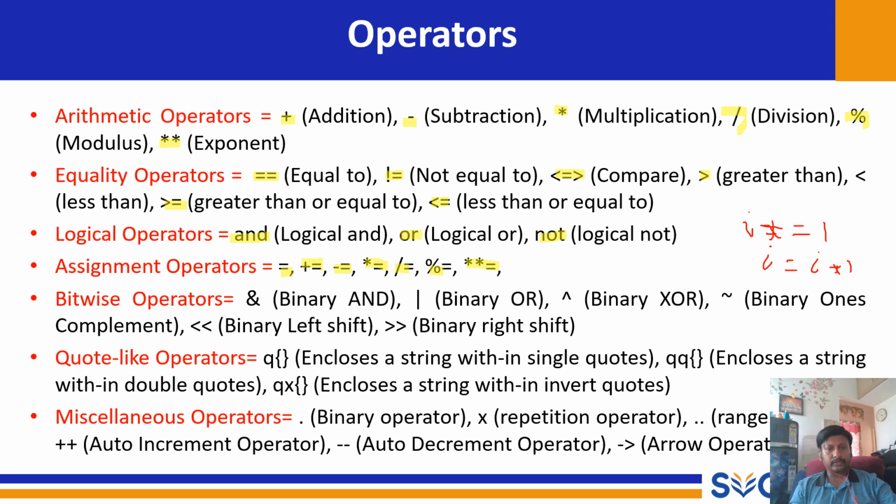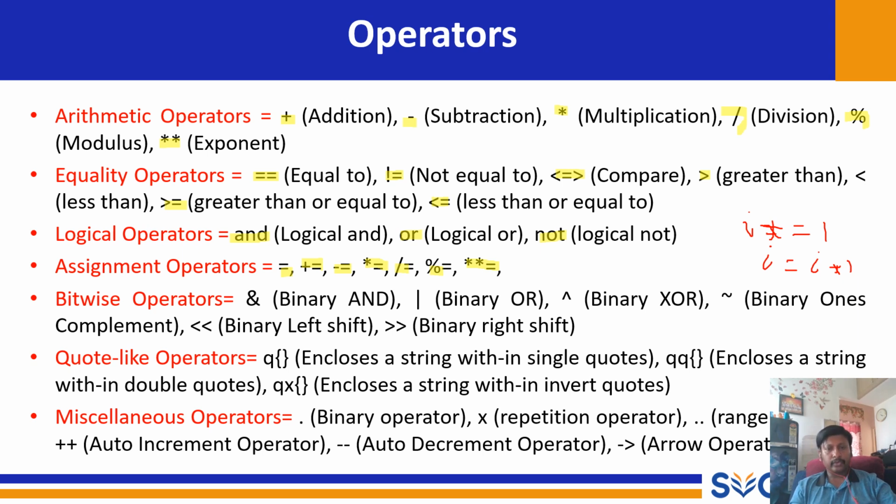Now let me take you to the quote-like operators. In quote-like operators, you use Q followed by curly parentheses, opening and closing. Inside the opening and closing curly parentheses, you can enclose a string within single quotes, and can also use the quote-like operator double Q, curly parenthesis open and curly parenthesis close. Inside, you can enclose a string within double quotes. If you use a single word, better use a single quote. But if you use more than two words, better go for double quotes.